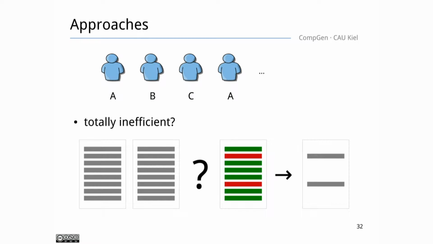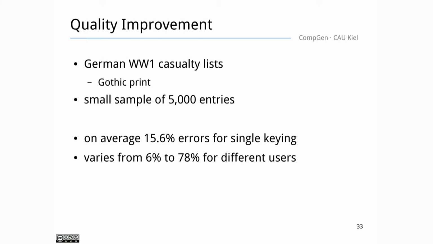So we tried to evaluate the quality improvement by doing a little experiment. We took some randomly chosen data from the casualty lists. As a reminder, it's Gothic print, so it's not handwritten, so it's not really complicated, but it's also not Antiqua font, not the modern font. It's in between in difficulty to read. And we took quite a small sample of 5,000 entries, and we tried different approaches there.